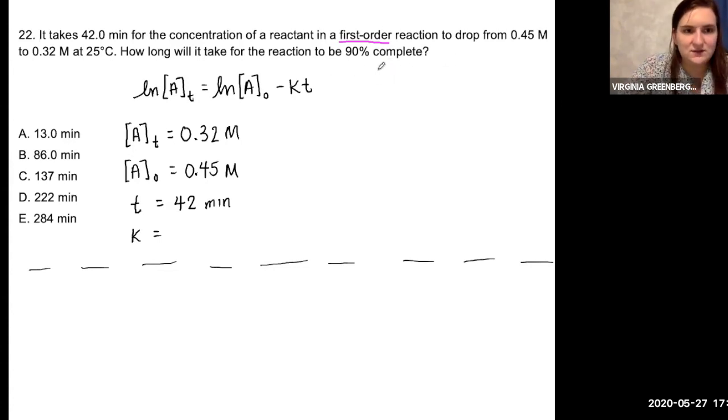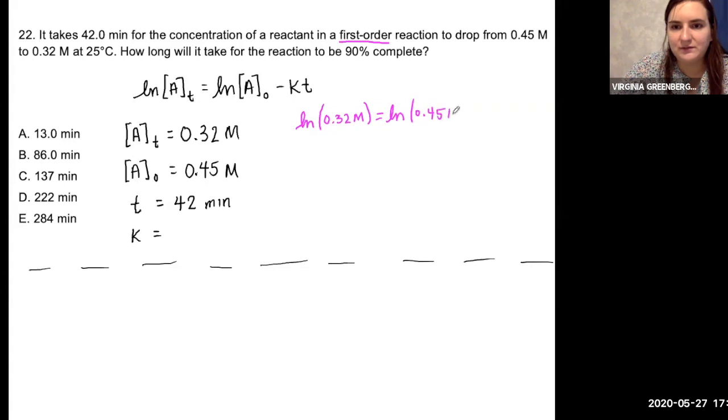So what we're going to do is use the first scenario to solve for K, and then we can repurpose that K to answer the question. So I've already organized some of the information. So here I have my initial concentration, final concentration, and time. So I'm going to plug those into this first order integrated rate law to solve for K. So I'm going to have the natural log of 0.32 molar equal to the natural log of 0.45 molar minus K times 42 minutes.